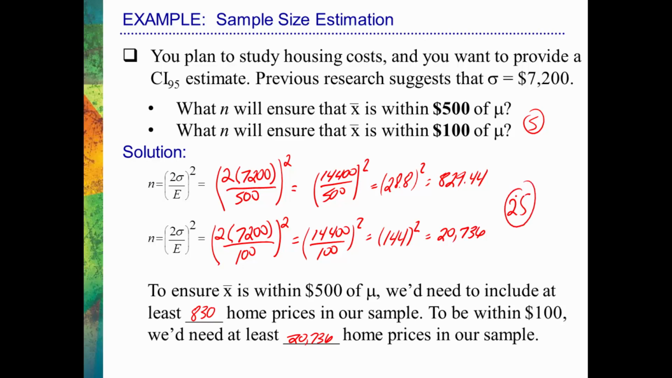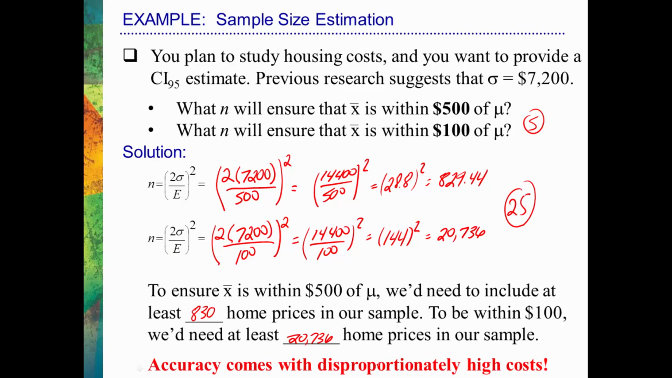All right, so do you see how there are diminishing returns? So accuracy, we learn, comes with disproportionately high costs. If I want to be much more accurate in my estimate, and here we can see that we're being about 5 times more accurate in a sense if you look at going from 500 to 100 for our margin of error, it's going to require 25 times more data. So that's what I mean when I say accuracy comes with disproportionately high costs. So that's why people need to be reasonable when they do their research studies and pick a sample size that is within reason. I mean, we usually can't collect that much data.